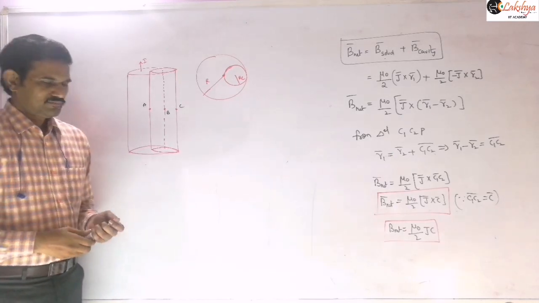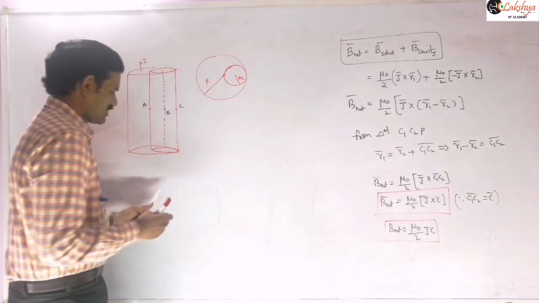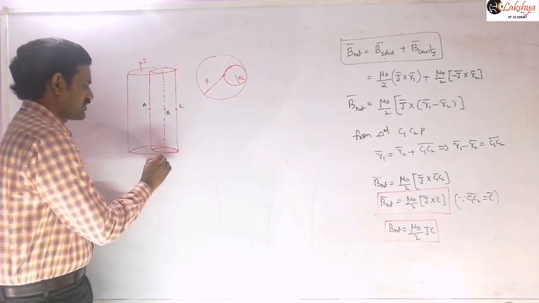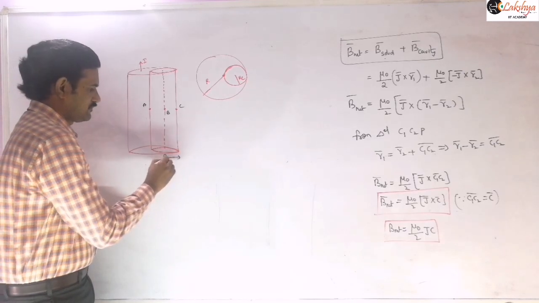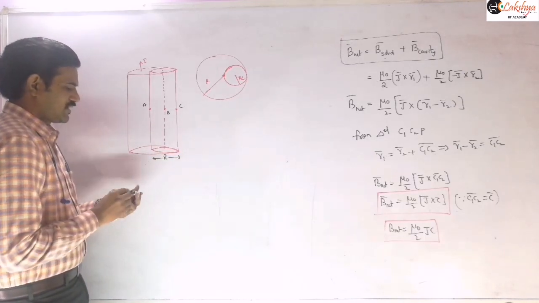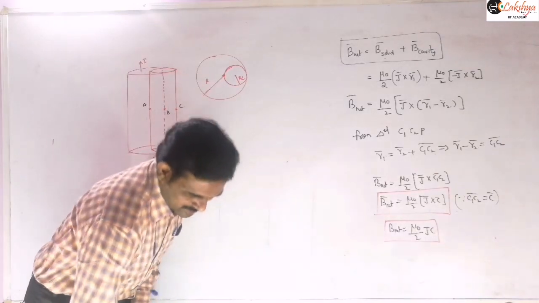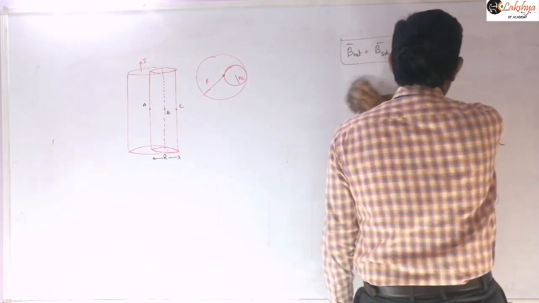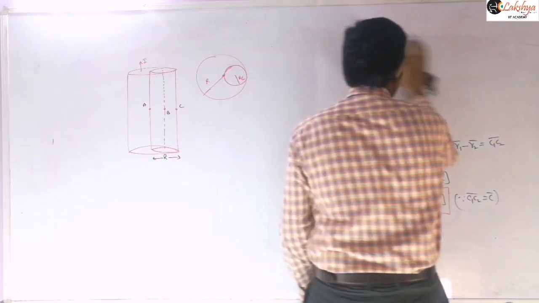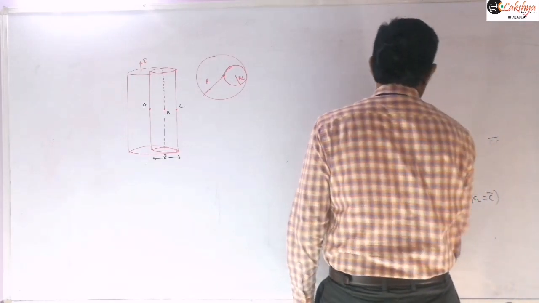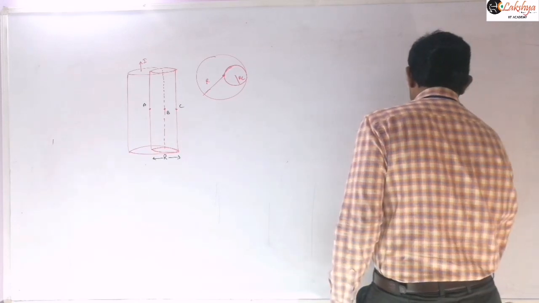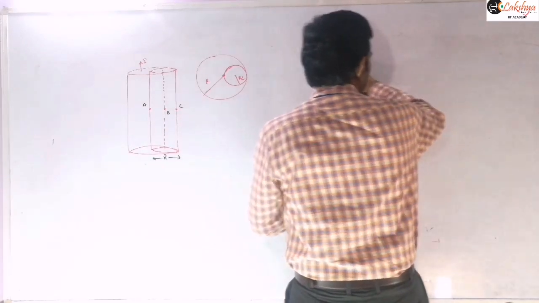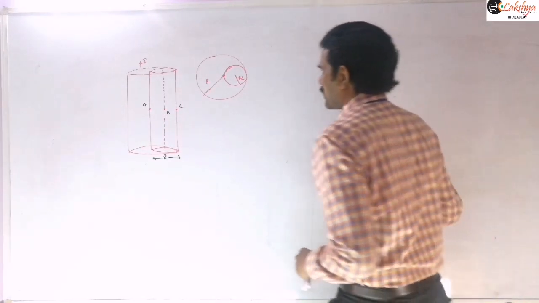So the problem statement: in a long cylinder of radius r, there is a long cylindrical cavity having diameter r as shown.